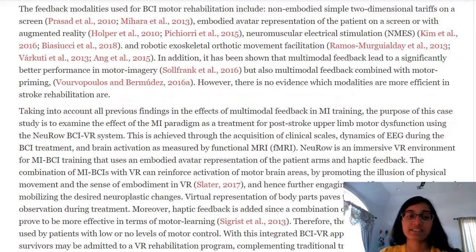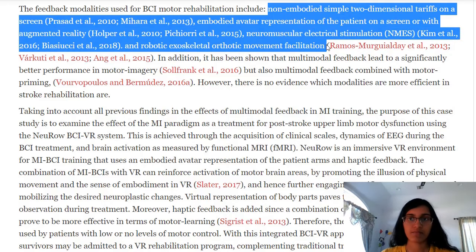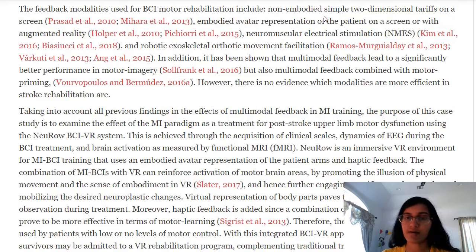So now going on to the next paragraph here, take a minute to read through it, and then we'll go through the paragraph together. So what they're saying here is that there are many different feedback modalities or methods that are used for BCI motor rehabilitation, and then they go on to list many of these methods. For example, embodied avatar representation, augmented reality, robotic exoskeletal orthotic movement, like we were talking about before with the robotic arms in the previous video if you want to check that out first.